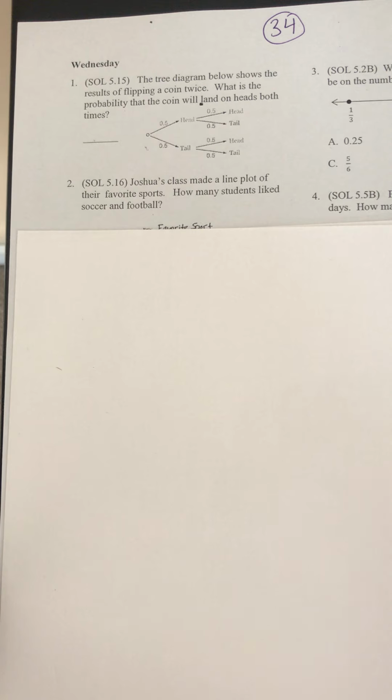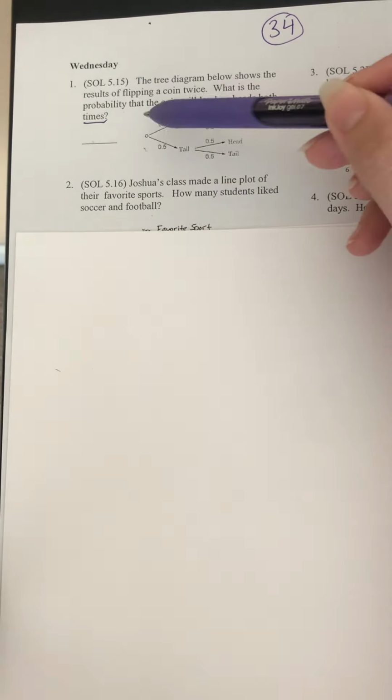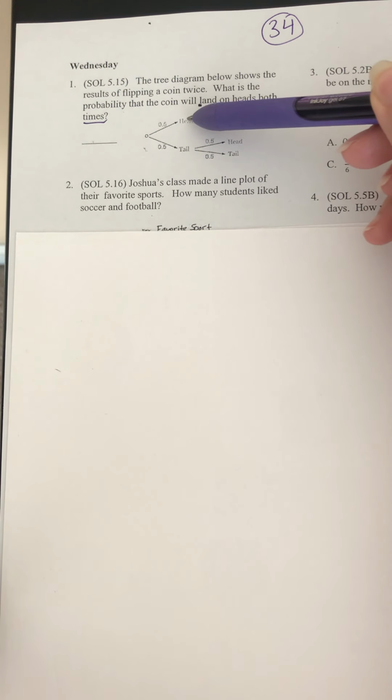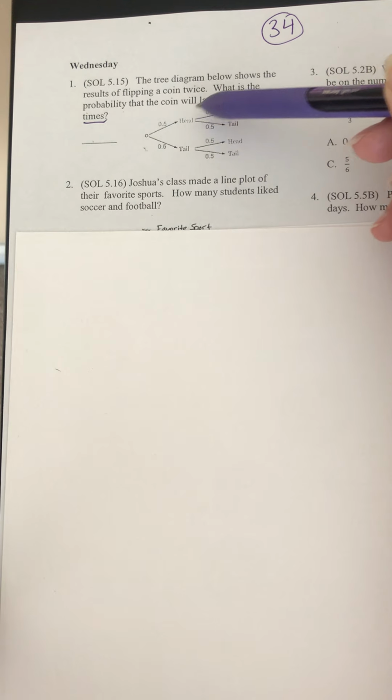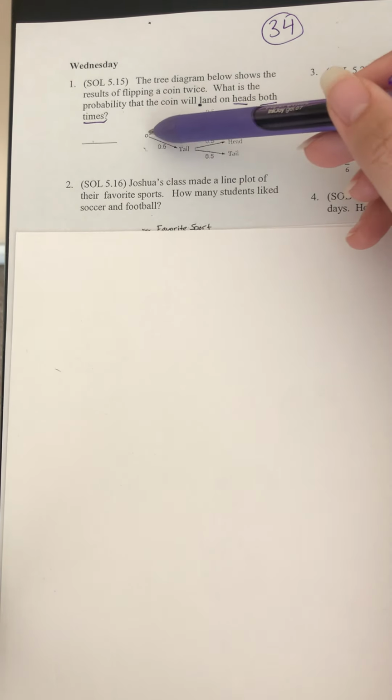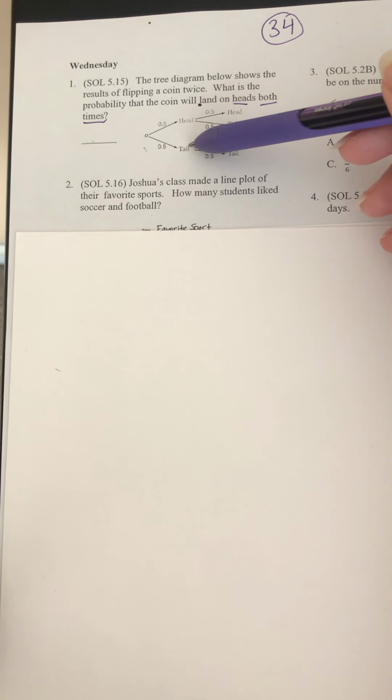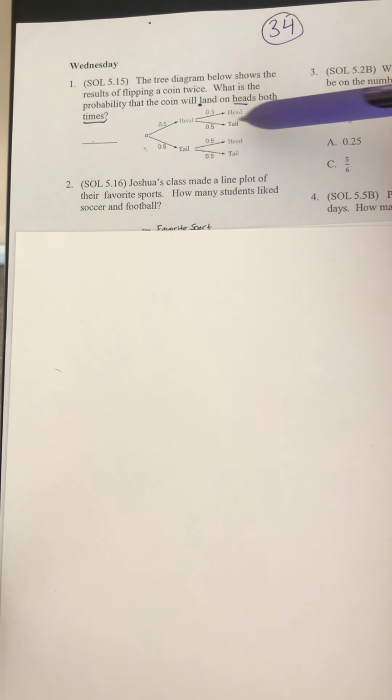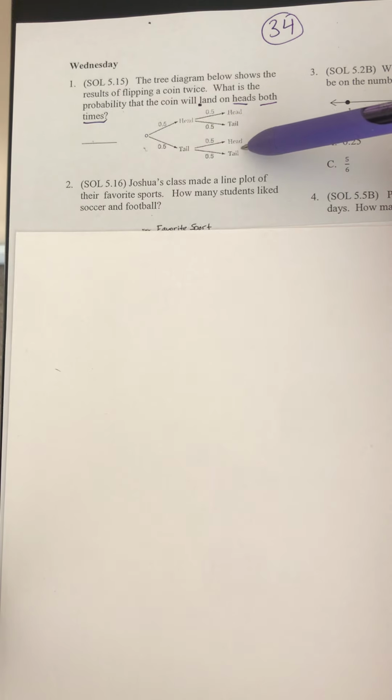So number 1 says that the tree diagram shows the results of flipping a coin twice. What is the probability that the coin will land on heads both times? Okay, so this is saying if you flip the coin, it lands on heads. And if it lands on heads, then you flip it again. You have the choice of it landing on heads or tails. Or you can flip it the first time and it might land on tails, and then when you flip it a second time, it can land on heads or tails.